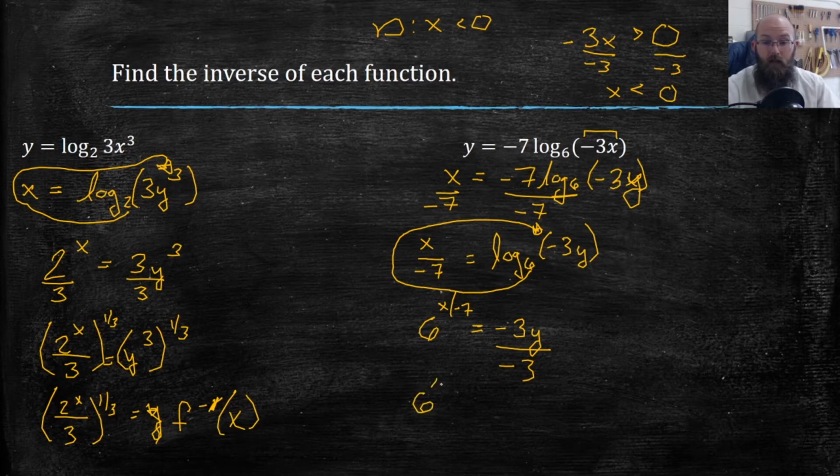6 raised to the x over -7, all of that divided by -3, equals my inverse. Whew, looks ugly, but that's right. Let's go on and check out our next example.